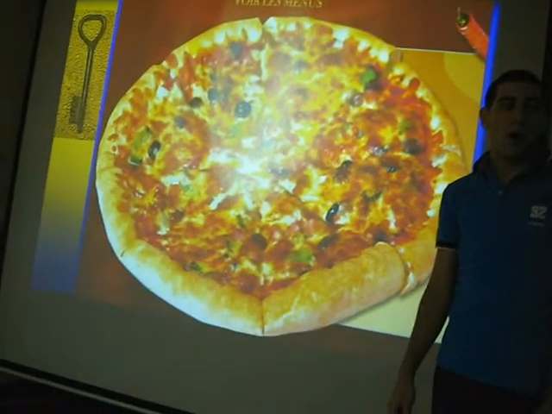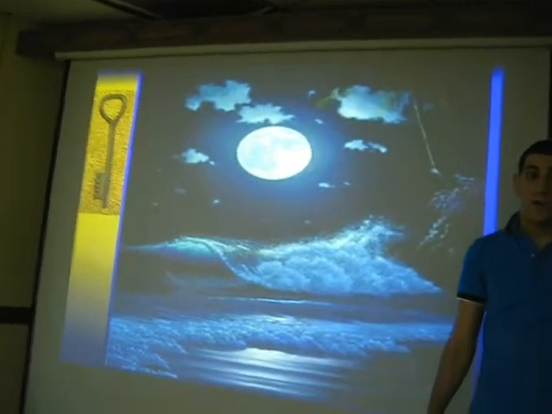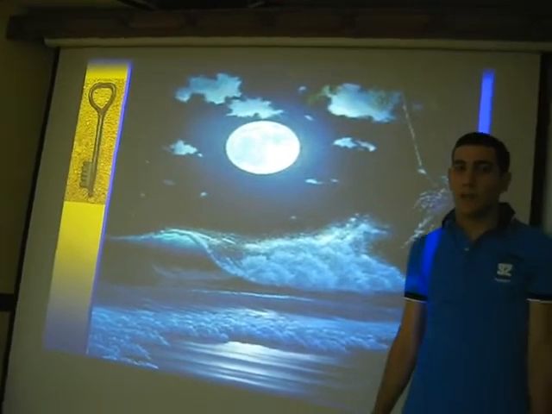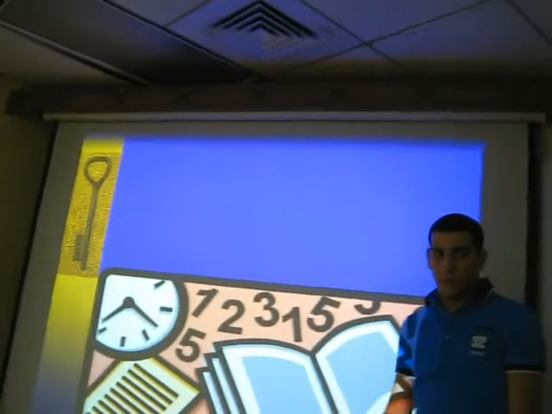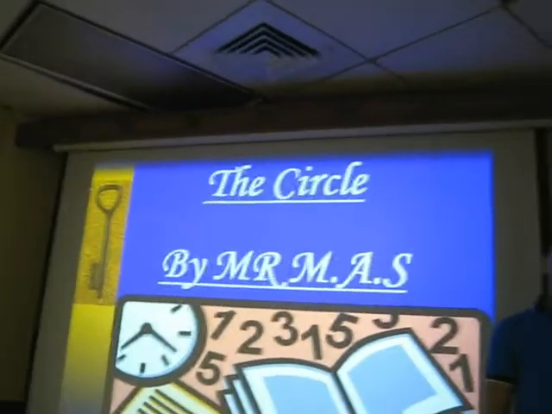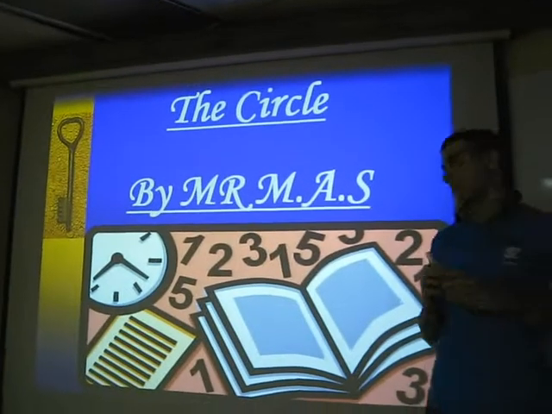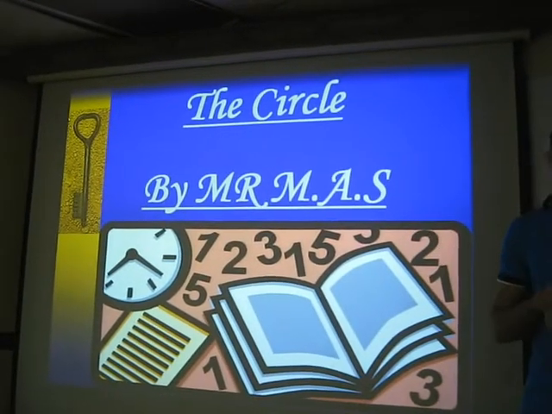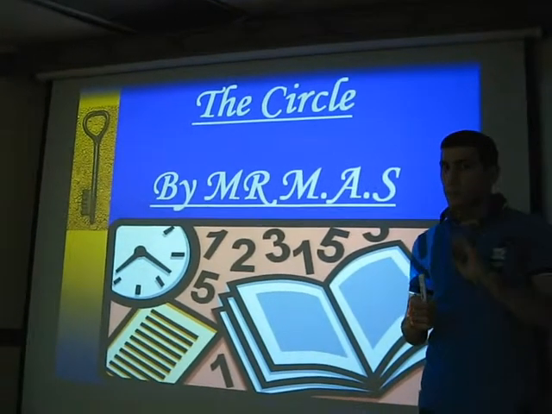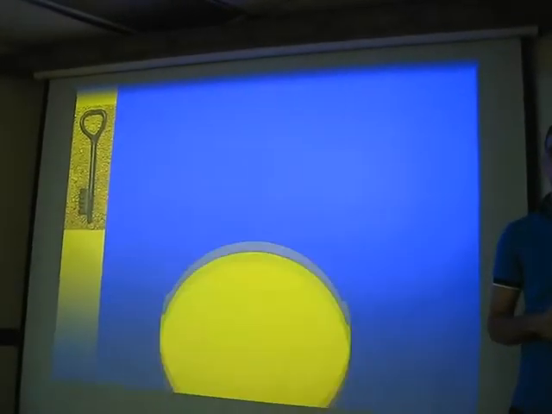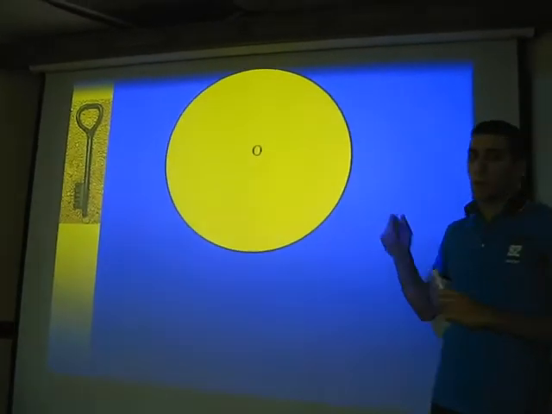What is the shape of the moon in the sky? A circle. Today's lesson is about the circle. What is a circle? Is it a one-dimensional shape or a two-dimensional shape? It's a two-dimensional shape. Excellent. A circle is, for example, such as a coin. What does a circle consist of? What are the dimensions of a circle? This is what we want to know now.